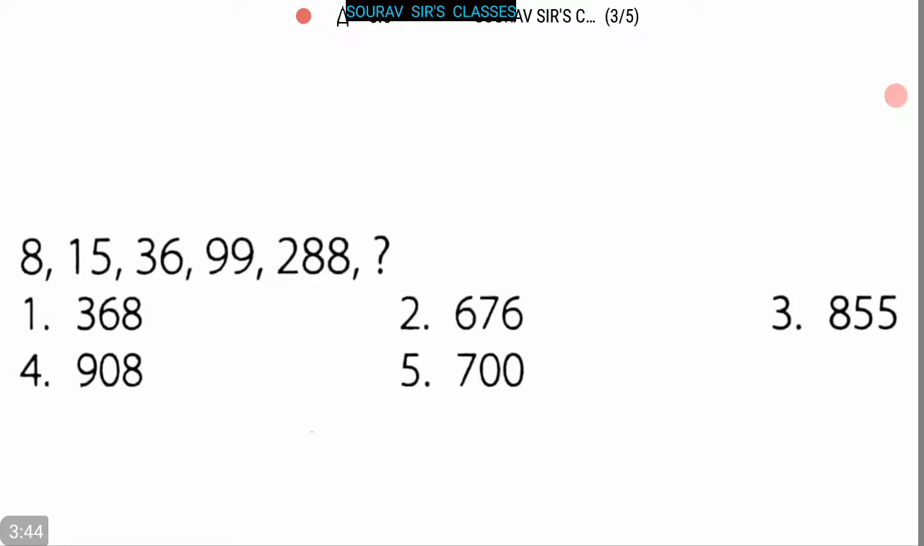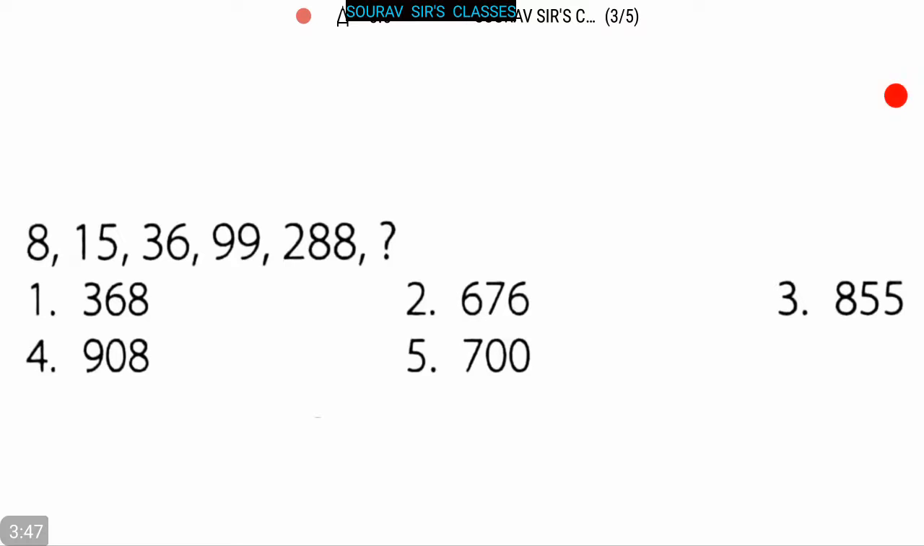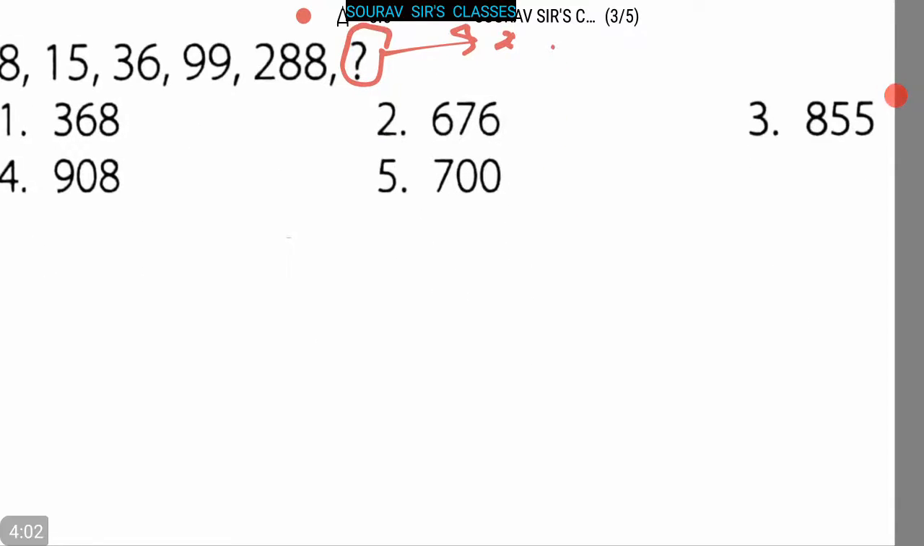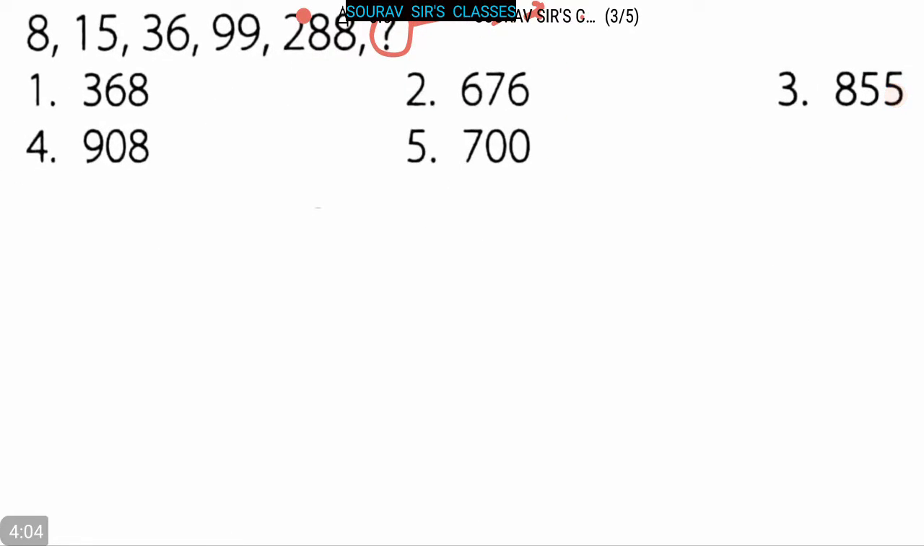The series is 8, 15, 36, 99 and 288 and the next term is missing. We have to find this term. So let's denote this term as x. Here 5 options are given. So now let's start. Now 8, 15, 36, 99, 288 and then there is x.